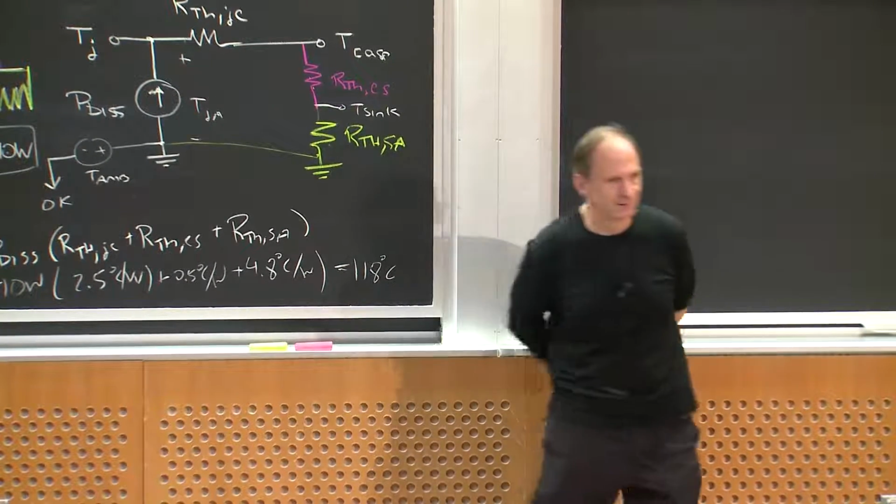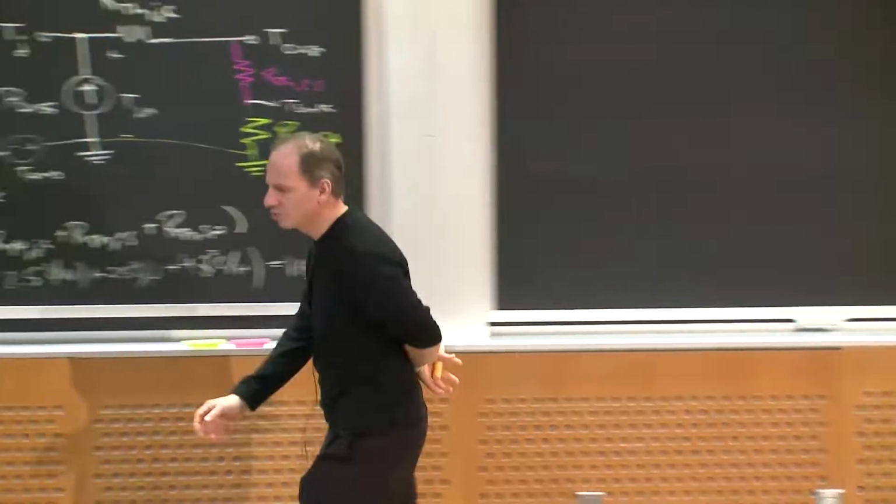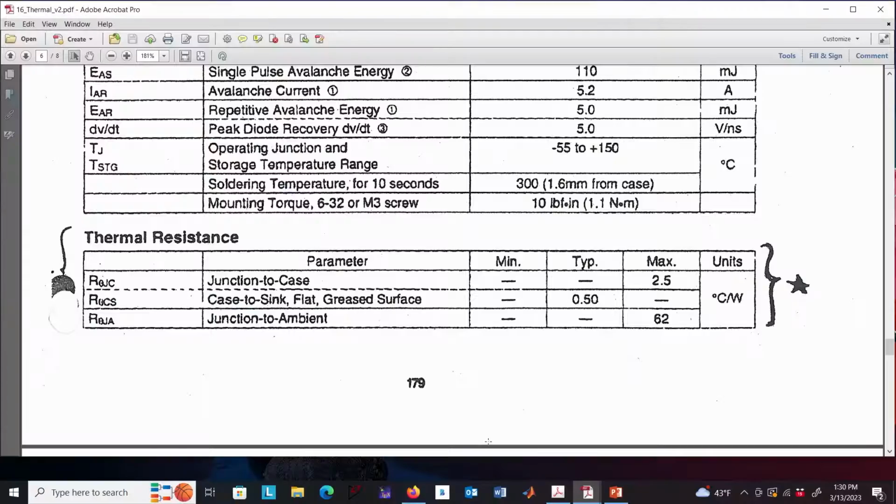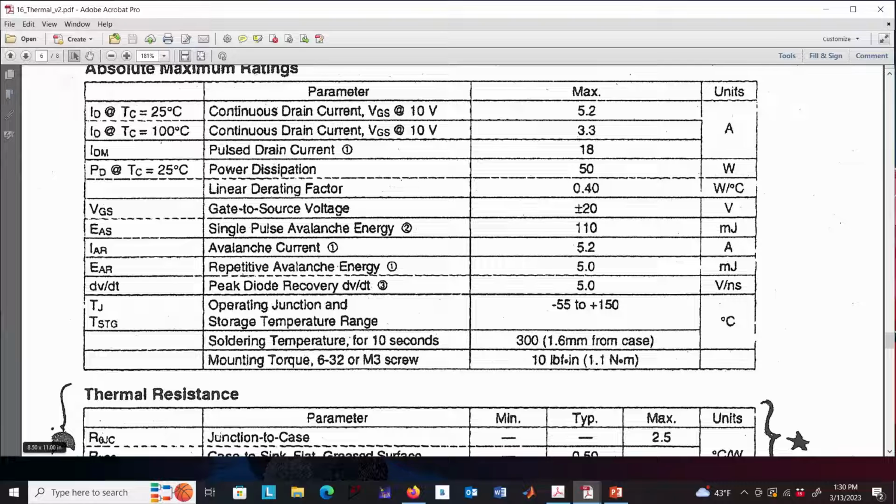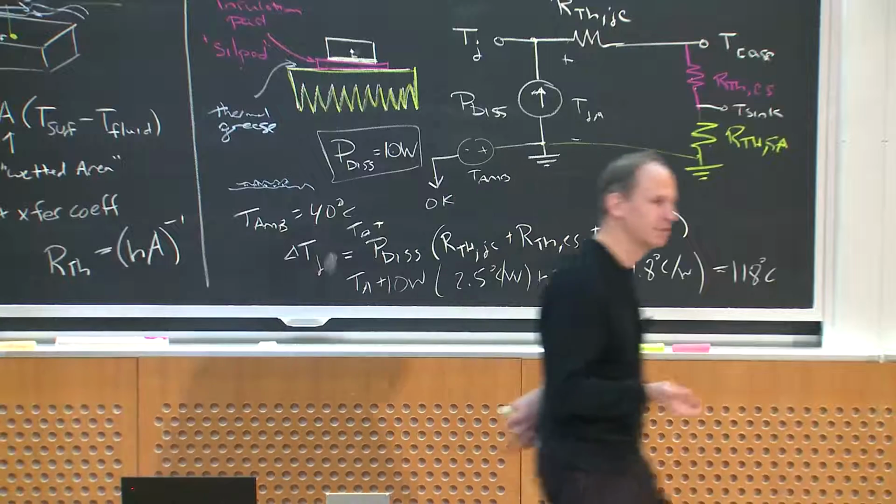Is that on the data sheet? Yes. Usually a data sheet will tell you the maximum allowable temperature. Here we go. Operating and storage temperature range. Operating junction and storage temperature range, 150 degrees C for this part. A lot of more modern devices might be 175. It just depends what you're buying.